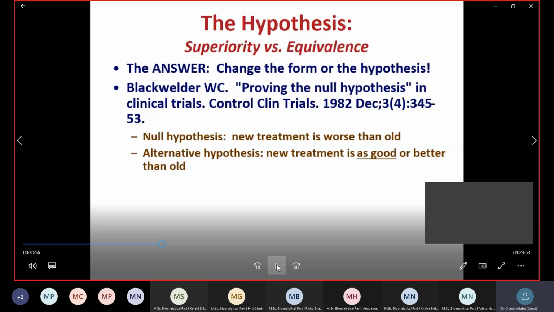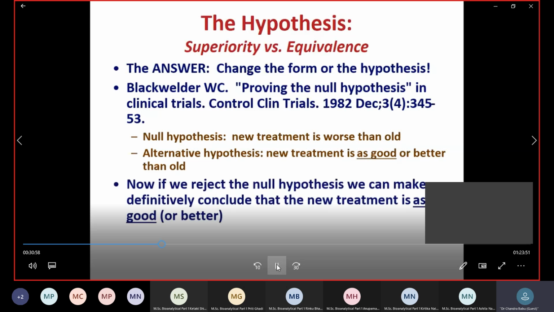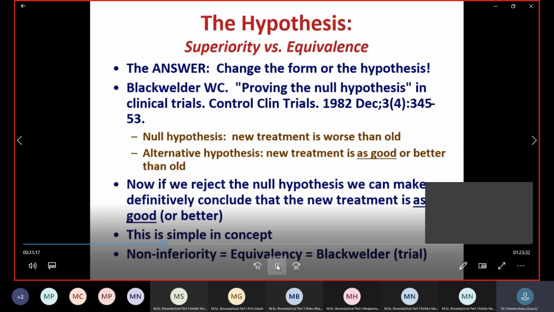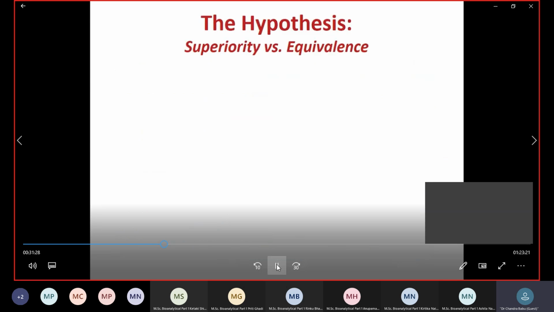Really backwards thinking, okay? And so if we reject the null hypothesis, then we can make a definitive statement that the new treatment is as good or better, because I can accept my alternative hypothesis in statistical testing. I just can't accept my null hypothesis. Everybody cool? Okay, so simple in concept, non-inferiority, sometimes referred to as equivalency, sometimes referred to as Blackwelder trials. There is a slight difference between those. Don't worry about it. At the level you're at, just think of them as being the same.